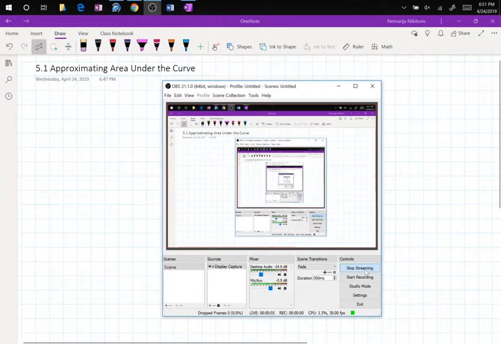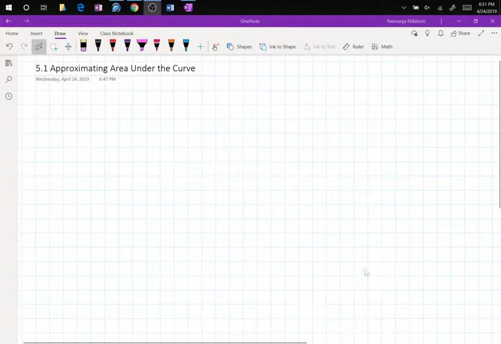So, hello and welcome back to Calculus 1 and with the start of chapter 5. Section 5.1, which is approximating area under the curve, meaning a function, f of x.